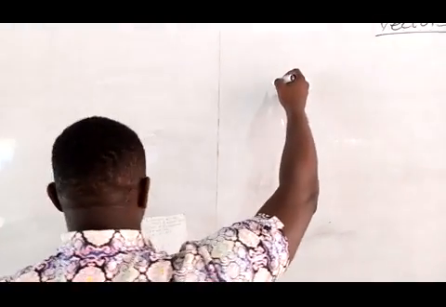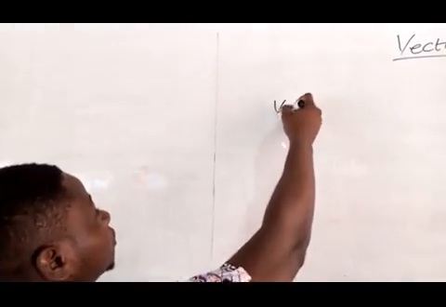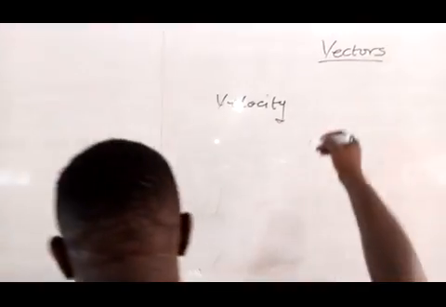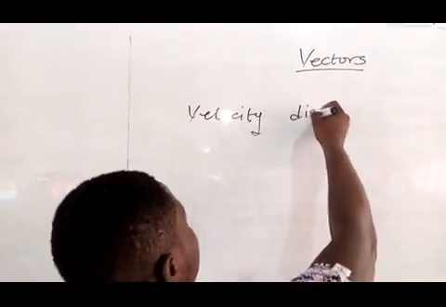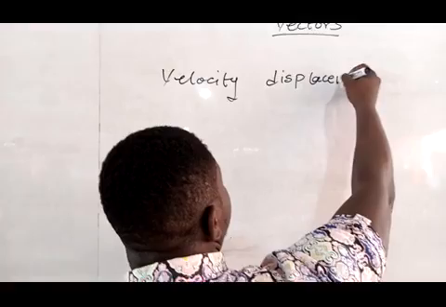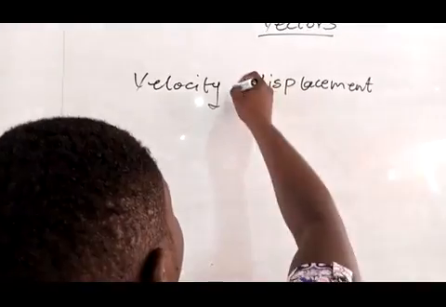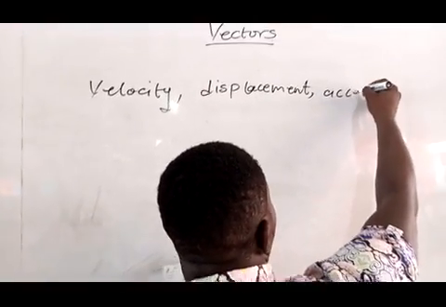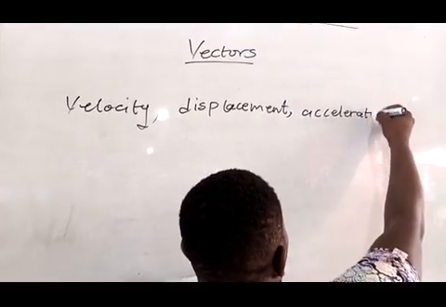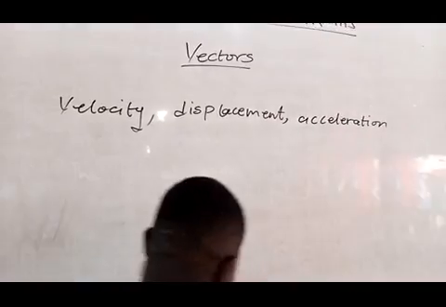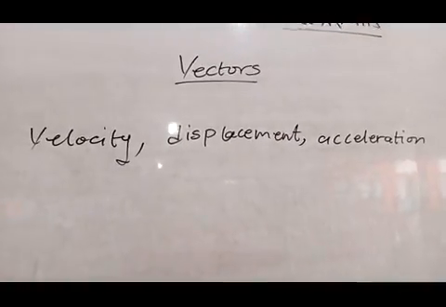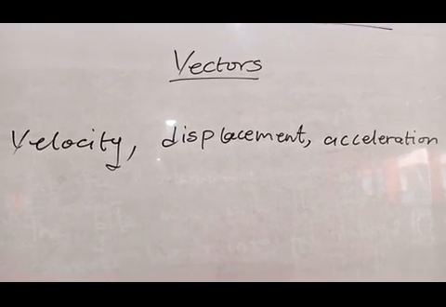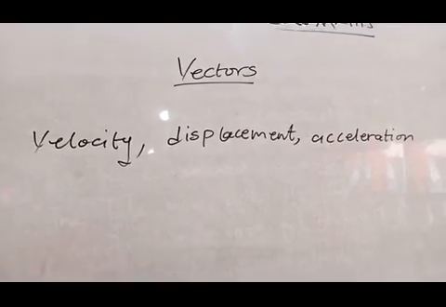We have velocity as an example of vectors, displacement, we also have acceleration, and we have so many more. All right, so then since we have had examples of what vectors are, we can go straight to the point.